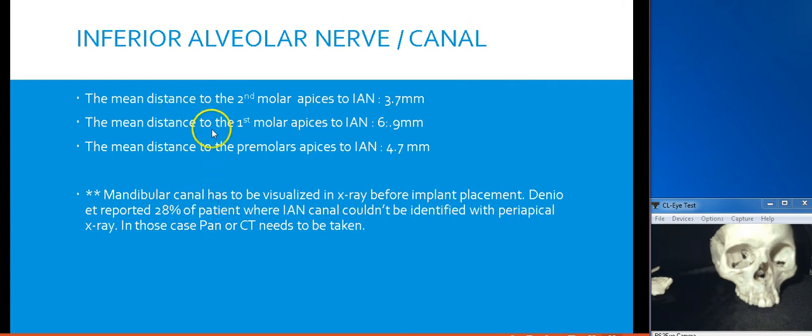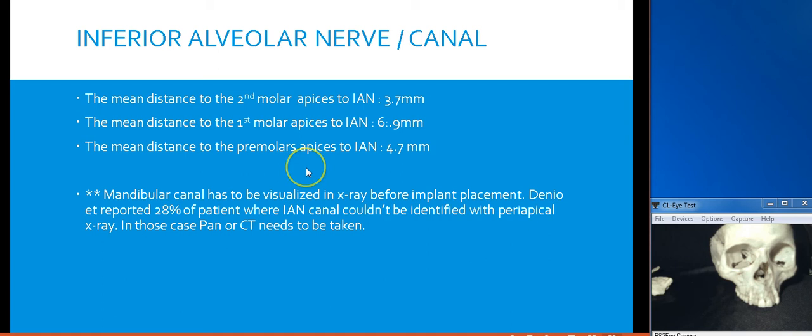So understanding the transverse pathway of the nerve, realizing at the first molar it's right down the middle, and as you go mesial or coming anteriorly, it'll be more to the buccal side cortical plate, and if you go back distally, it'll be more towards the lingual side. Gives an idea of the 3D position of the nerve itself.